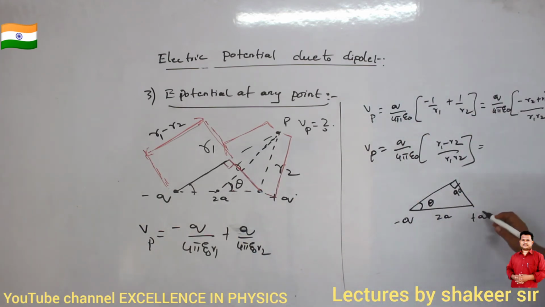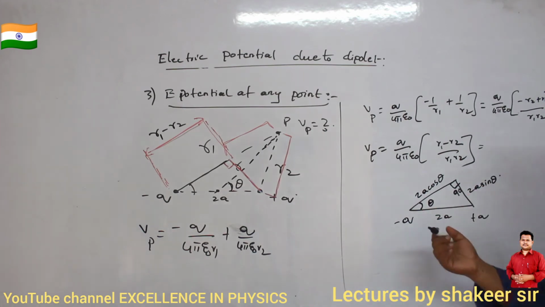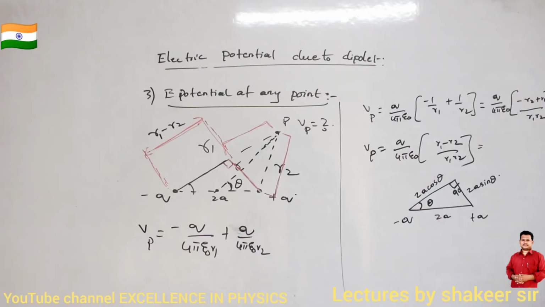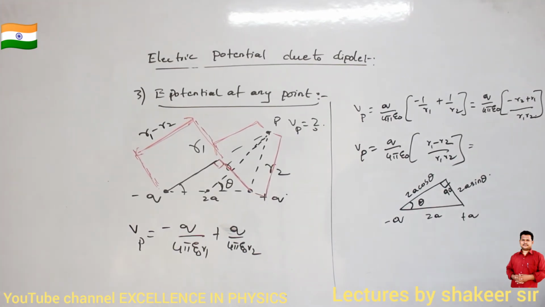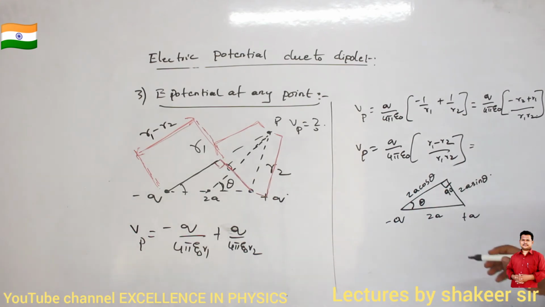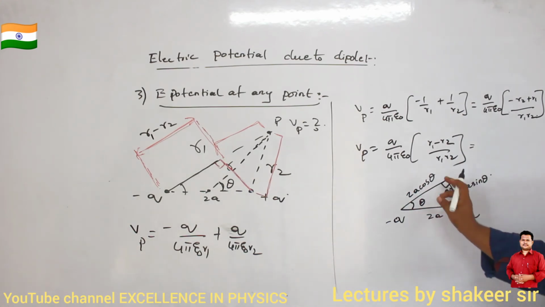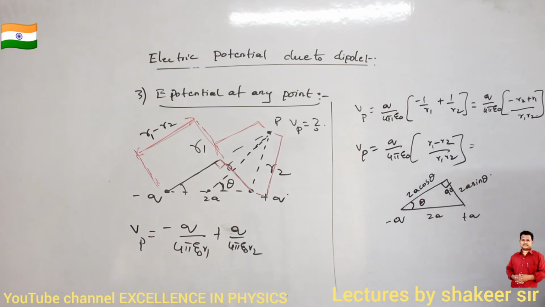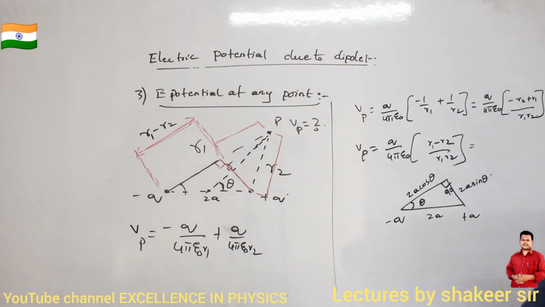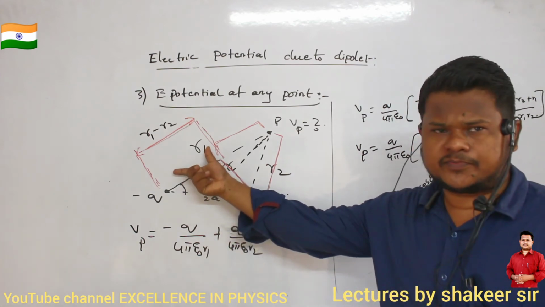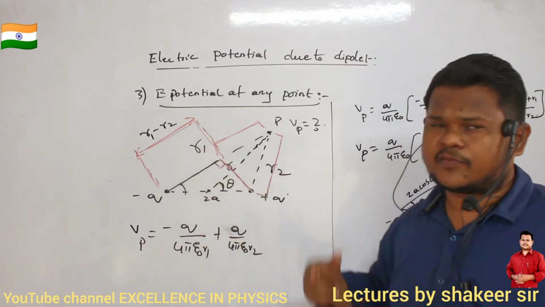So this 2a, now I can split into two components, no? 2a cos theta is the adjacent side, 2a sin theta will become the opposite side. That's all, no? Splitting of vectors. So I have split this 2a into components, 2a cos theta and 2a sin theta. Now can you say what is this 2a cos theta? 2a cos theta is nothing but R1 minus R2.